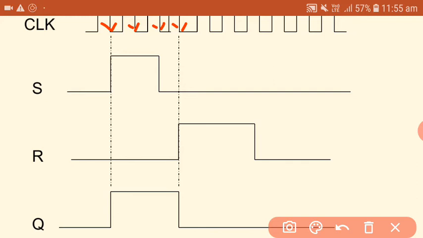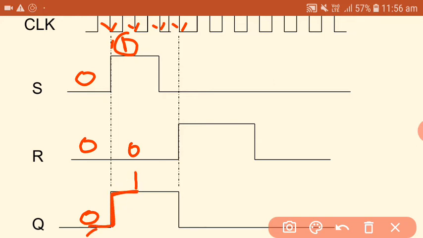At the first negative going edge, before that S is equal to 0 and R is equal to 0. So when R is equal to 0 and S is equal to 0, the output will be in its previous state. Let us say the initial state of the output is 0. Before applying the first negative going clock pulse, S is becoming 1 and R is 0. Since S is equal to 1 and R is equal to 0, that means you are setting the flip-flop.